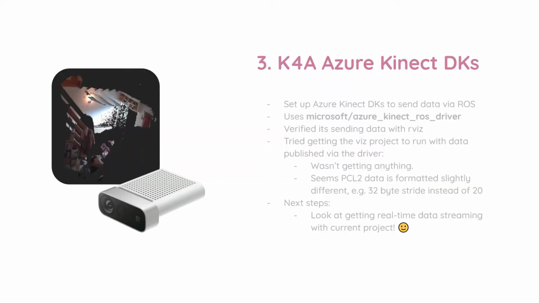The third thing is the Azure Kinect, which I got in the week. I set up these Kinects and managed to get them sending data via ROS. It uses the Azure Kinect ROS driver from Microsoft themselves. I have verified that it is sending that data with RViz, and I tried getting the visualization project to run with the data published via the driver, but I wasn't actually getting anything rendered. I think the reason for this is that the point cloud data the Kinect sends is slightly different to what is in the project. It uses a 32 byte stride instead of 20, for example, and colors are formatted differently.